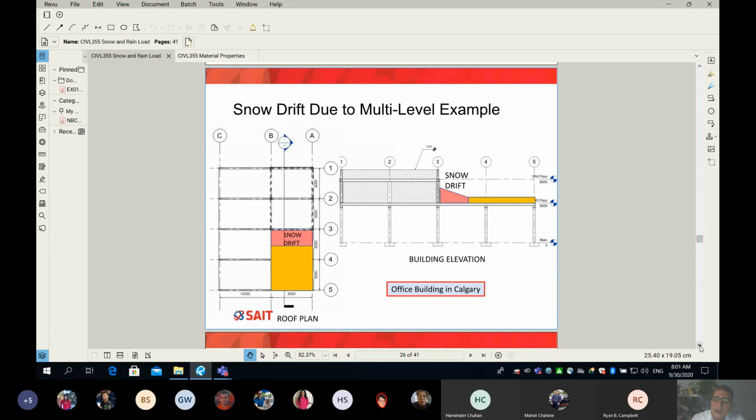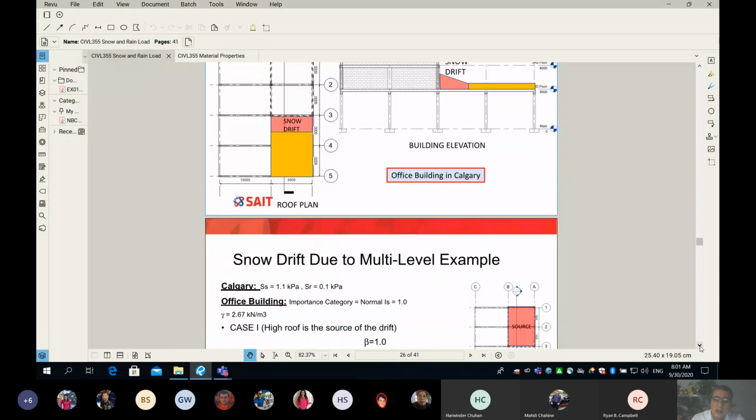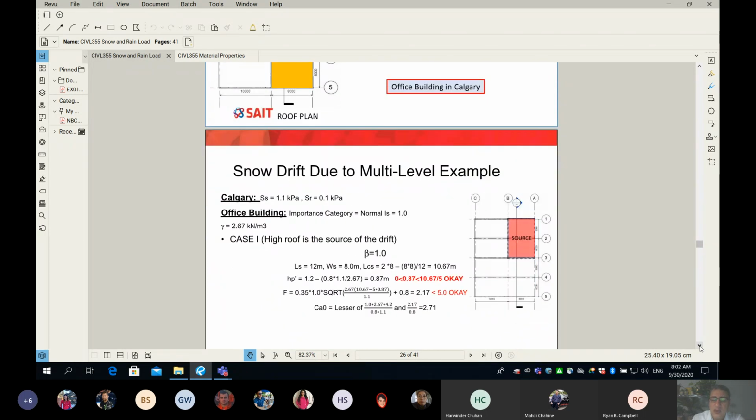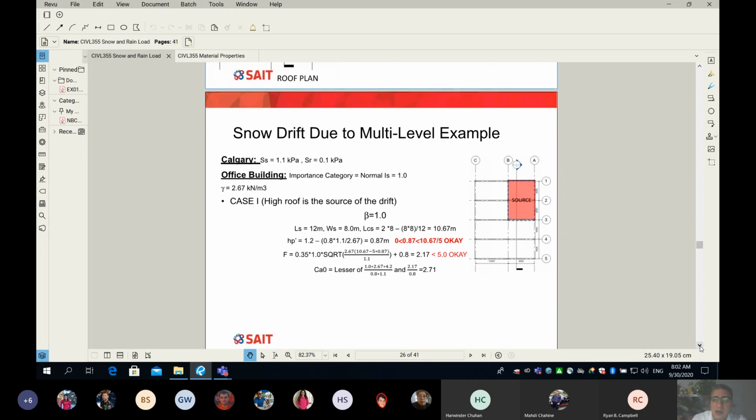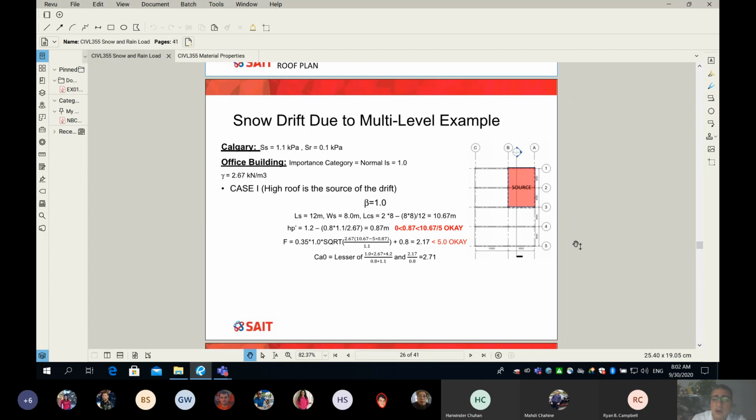That's what we're trying to do. Okay, so what we said is that the code says you have to try three different cases. And why three? Because there could be three different sources of accumulation. Here is case number one, where the source of the accumulation is the high roof. Guys, remember, very important, the source. You have to tell what the source of the accumulation is, because as soon as you say, here is my source, then this will dictate what my beta is. So in case number one, beta is equal to 1.